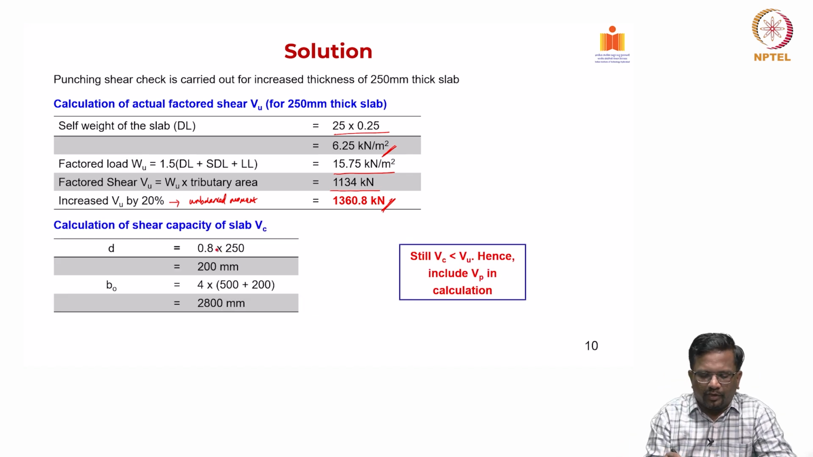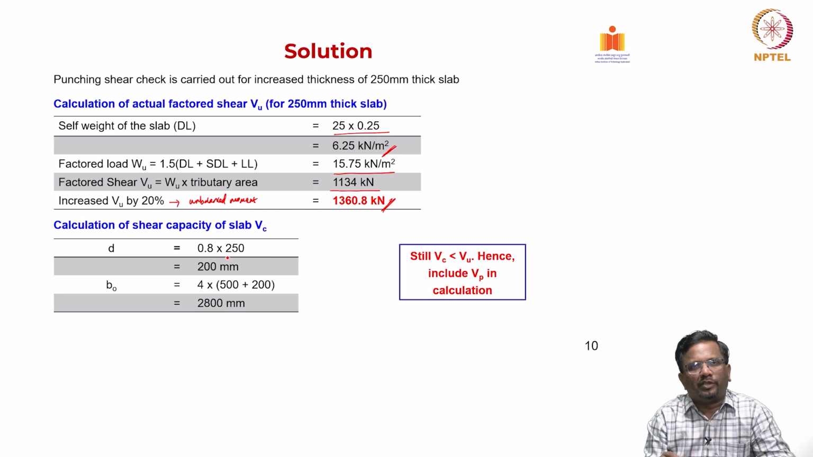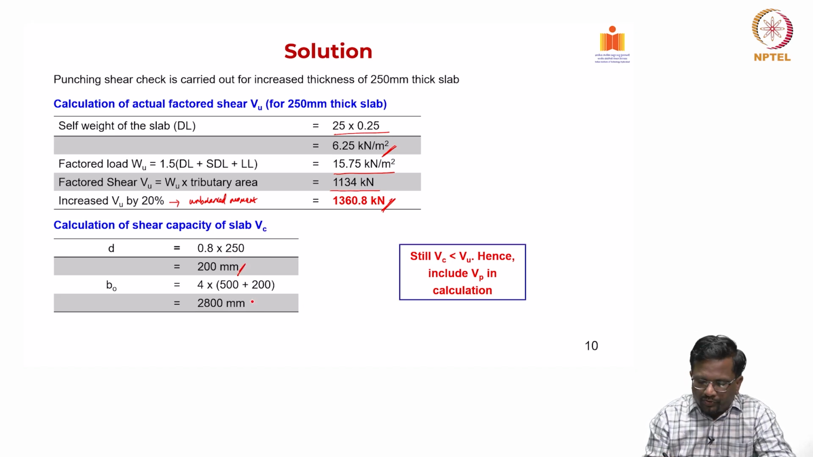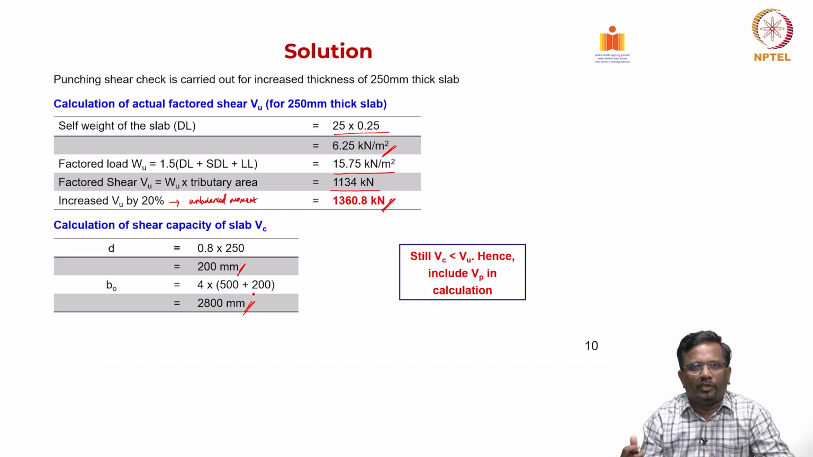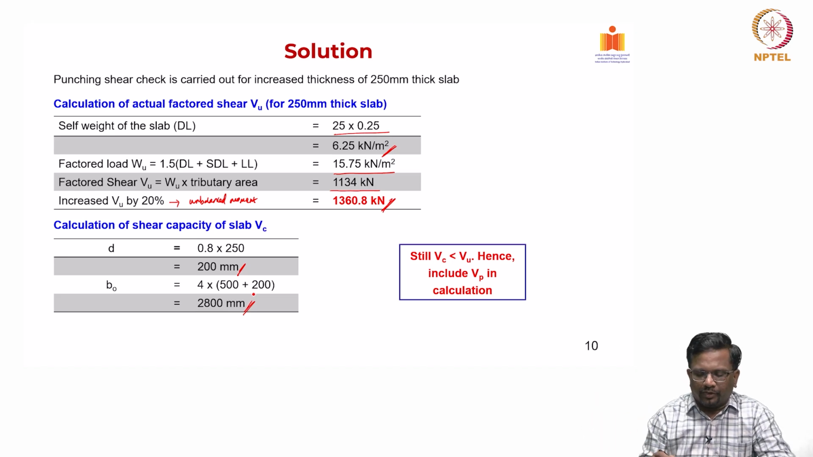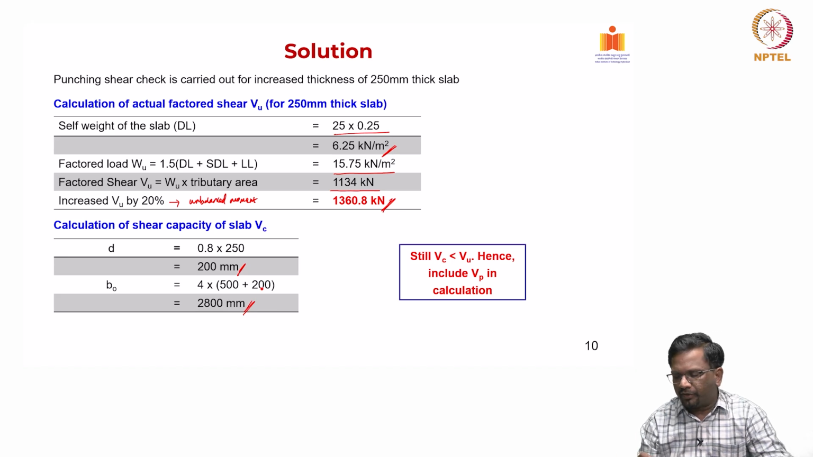As you can see, now effective depth increases from 160 to 200 millimeter. Now, the perimeter also is going to increase. The D is increasing, the perimeter is also going to increase, because critical perimeter is going to be column dimension plus D, right, on either side. So, D by 2 it adds to D. So, the perimeter also is going to increase, right.